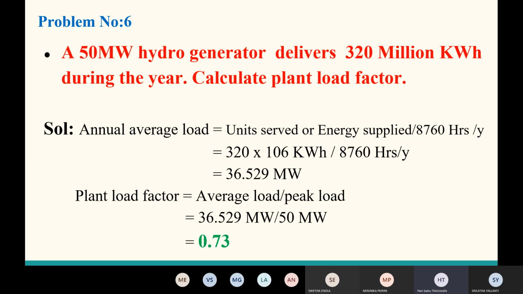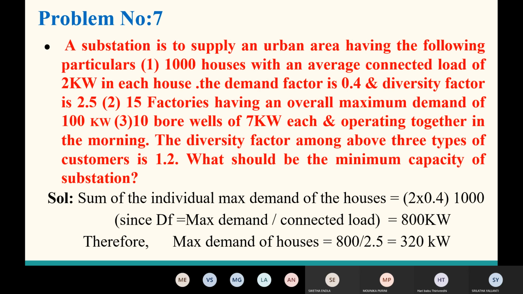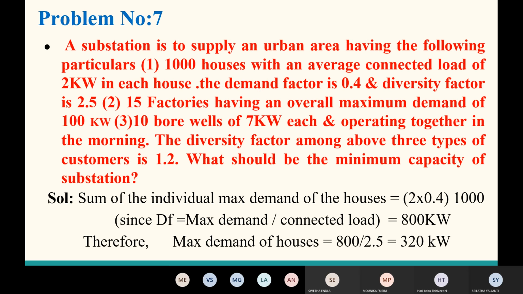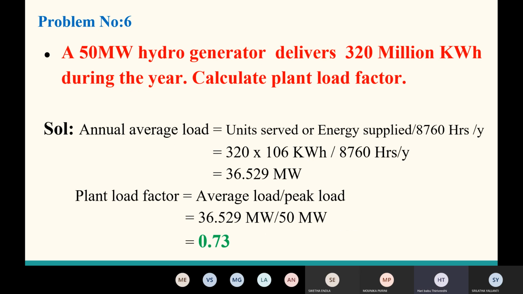36.529 megawatt divided by 50 megawatt, because it is a 50 megawatt station. So that's why 36.529 megawatt by 50 is equal to 0.72. That is the load factor value.